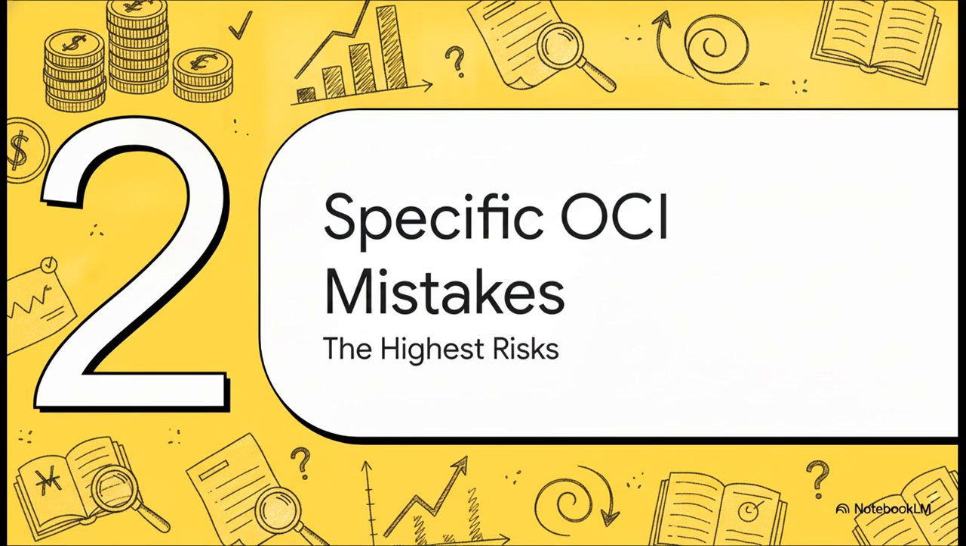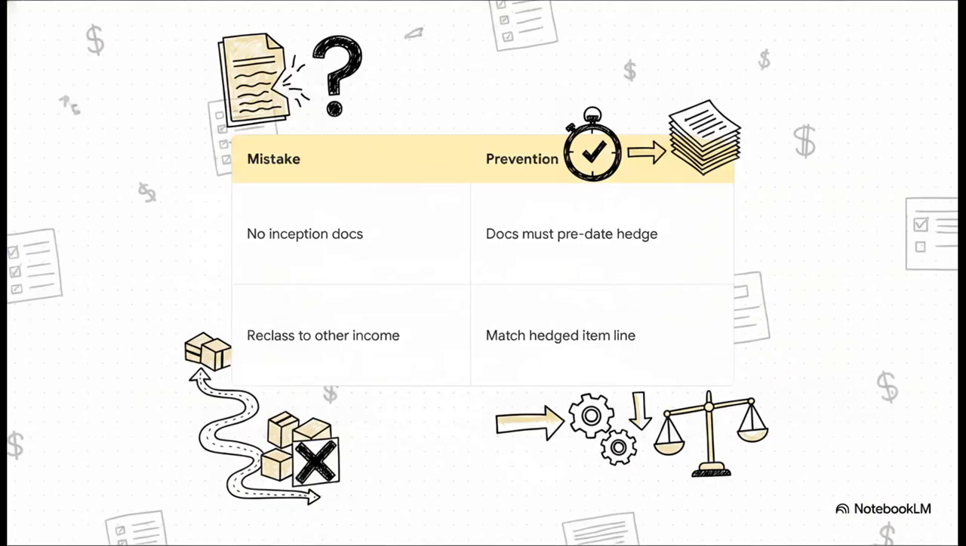Section 2. Category-specific OCI mistakes. The highest risks. Let's start with cash flow hedges. Mistake number 1, no inception docs. Why does this happen? Usually accounting teams are moving way too fast and think, oh, we'll just document the hedge next week. Absolutely not. The consequence there is severe. If you do that, the derivative skips OCI entirely and goes straight to earnings, instantly misstating your financials. The fix? Documentation literally must predate the hedge, no exceptions.